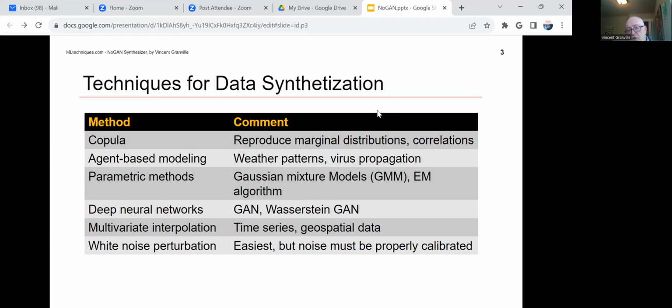For time series and geospatial data, you might be using some different techniques. Myself, I've been using multivariate interpolation technique. Then a very simple strategy you would think, which is just adding a little bit of white noise in your data, and then you have some new data that's a little bit different from the original. You could say it's synthetic data. It's kind of the easiest way to do it, but you need to get this noise properly calibrated. And well, I don't think anybody is using that technique seriously.